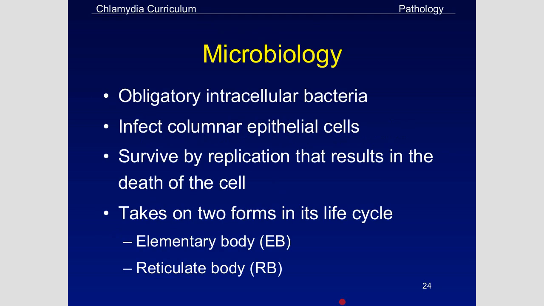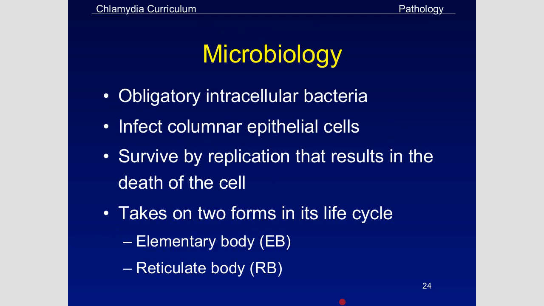Pathogenesis, again, that's hardcore microbiology. It is an obligate intracellular bacterium, and it infects columnar epithelial cells. If you look at your anatomy, one of the places where you have columnar epithelial cells is the female genital tract. When the bacteria divides, that will lead to the death of the cell. That's by nature, because diseases are caused by cell death.